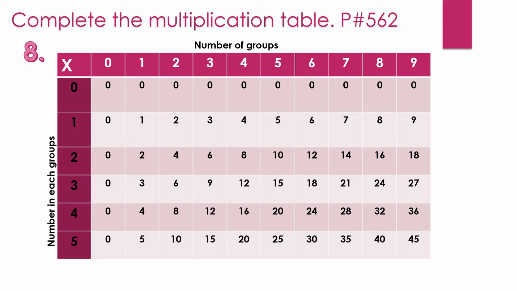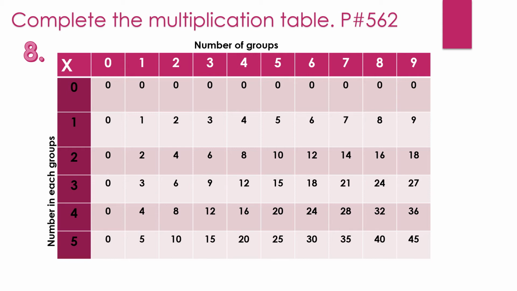Now, for example, I have 0 groups multiply 2 in each group equals 0. 1 multiply 2 in each group equals 2. 2 groups multiply 2 in each group equals 4. You will continue filling the multiplication table and check your answers.